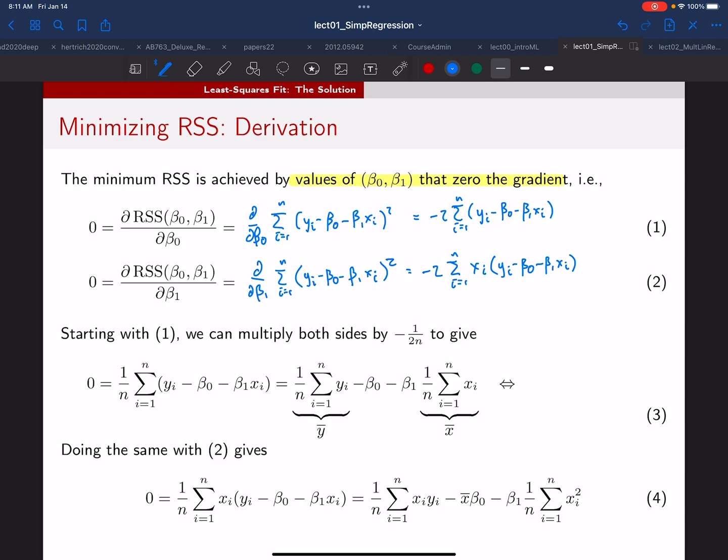Okay, so those are these two equations. We have to do a little bit more work to set them simultaneously to 0. It's not too bad, but we have a little more work to do. Any questions so far?